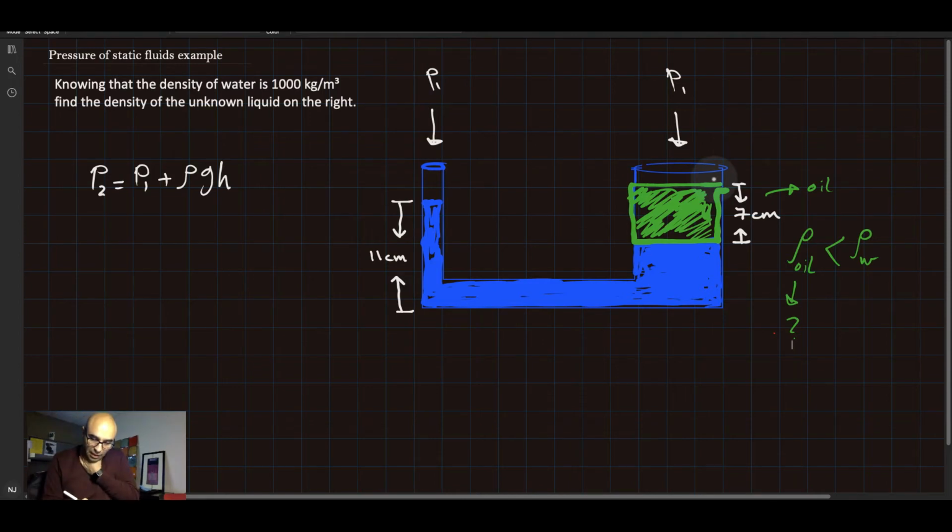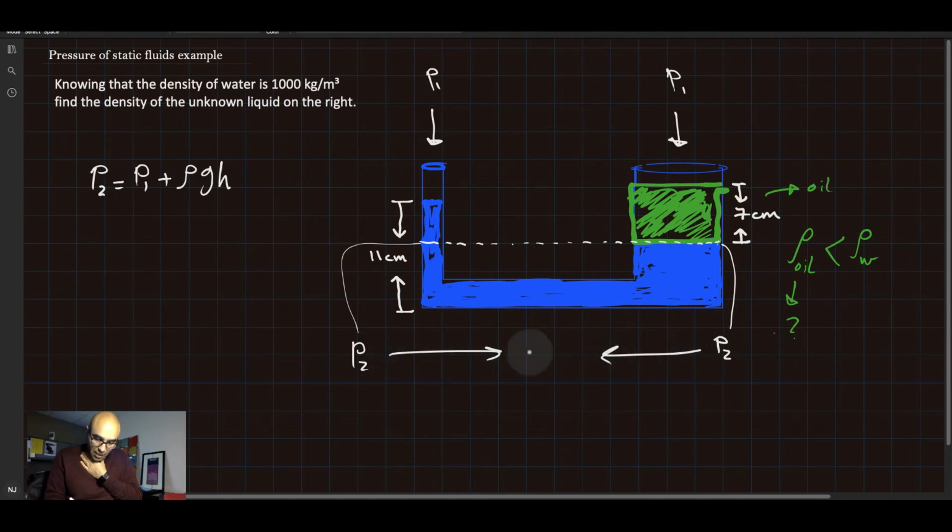We need to find the density of this one. Notice that at this level here, the pressure, this guy here, I'm going to call it P2, and a pressure here also, I'm going to call it P2, since it's the same level, so the pressure here should be equal. So this guy and this guy on both levels should be equal. Okay, now I'm going to use this part here.